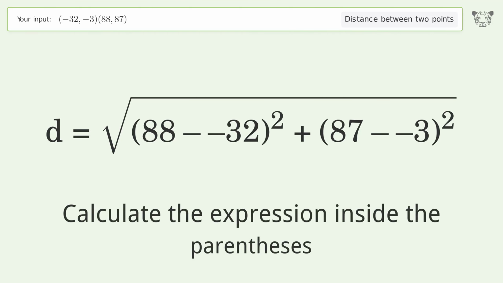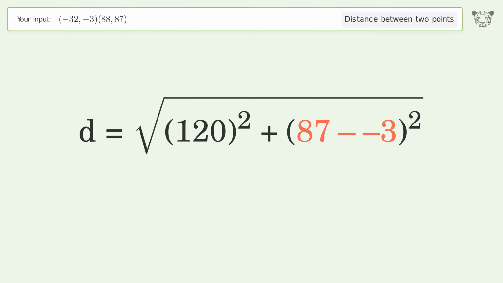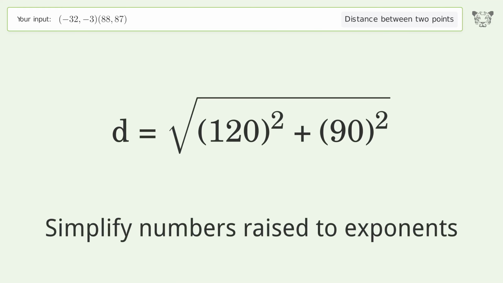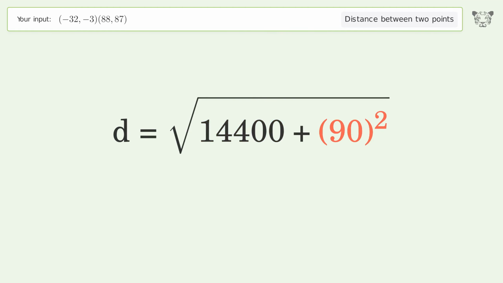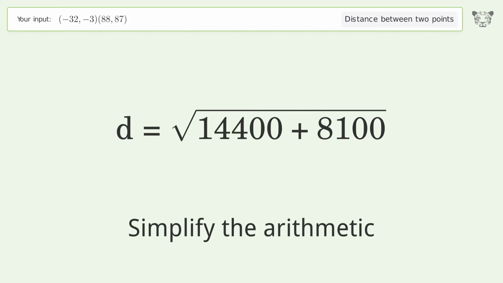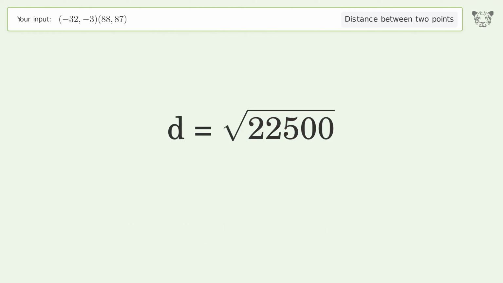Calculate the expression inside the parentheses. Simplify numbers raised to exponents. Simplify the arithmetic. And so the distance between the 2 points is the square root of 22,500 or 150.